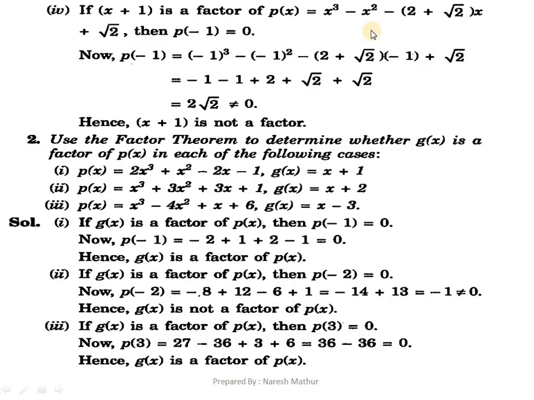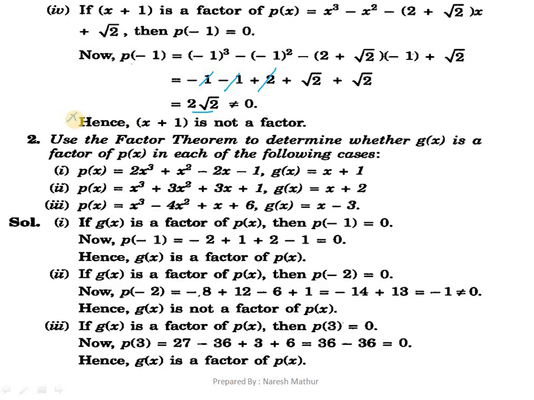Similarly the last we can do the same. Minus 1 cube minus of minus 1 square plus 2 plus root 2 into minus 1 and plus root 2. Just solve it. So this 2 and minus 1 is minus 2. This will be cut out with the positive 2. Root 2 plus root 2 gets 2 root 2. As it is not equal to 0, x plus 1 will not be a factor of the given polynomial. Easy.